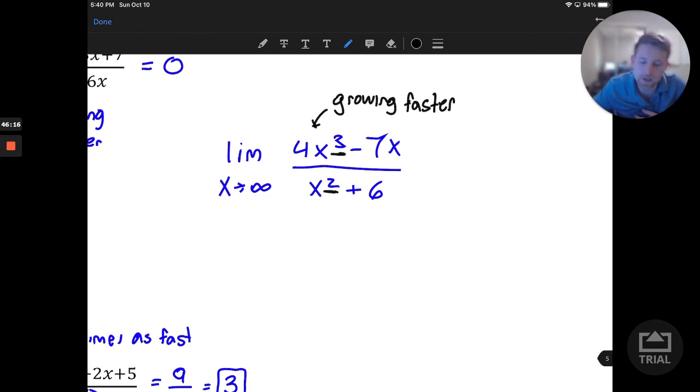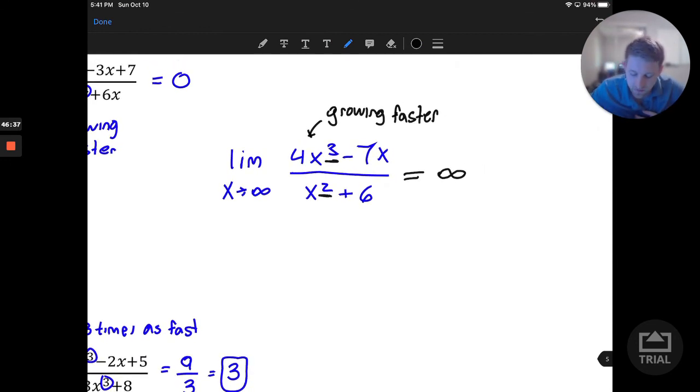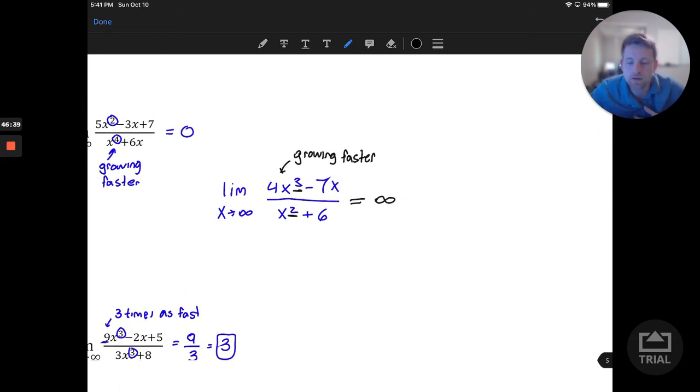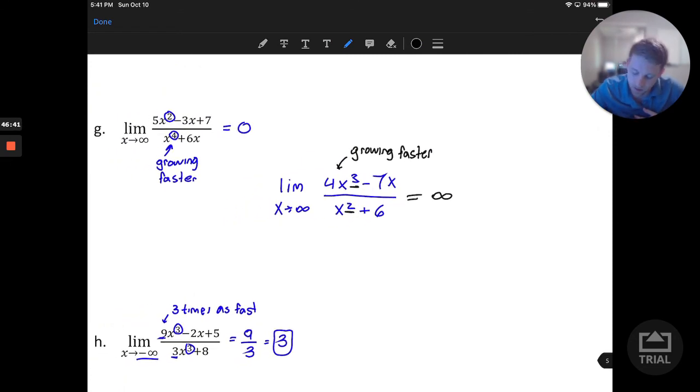we would consider this rational function to increase without bound, and so this will actually tend off towards positive infinity. So this will go to positive infinity for that limit value. So that would be a third case where our numerator grows faster than that denominator function.